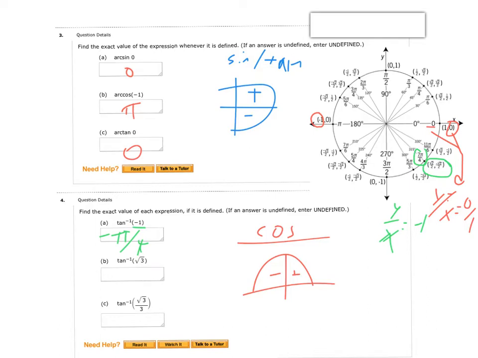All right, next up we'll do tangent inverse of rad 3. So this is a positive tan value, so I'm thinking that that's going to be up here in the first quadrant. I think it's this spot right here, because you can see if you do the y over x, the rad 3 over 2 will be on top, and then the 1/2 will be on bottom, so that comes out to just rad 3. So this is pi over 3. And I'll let you guys try part C.